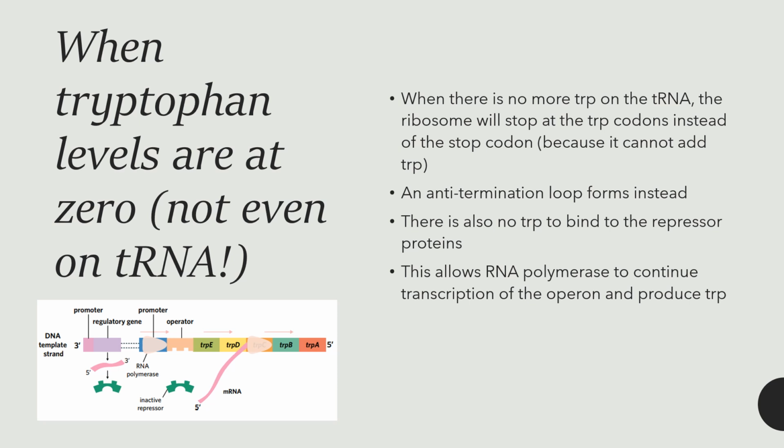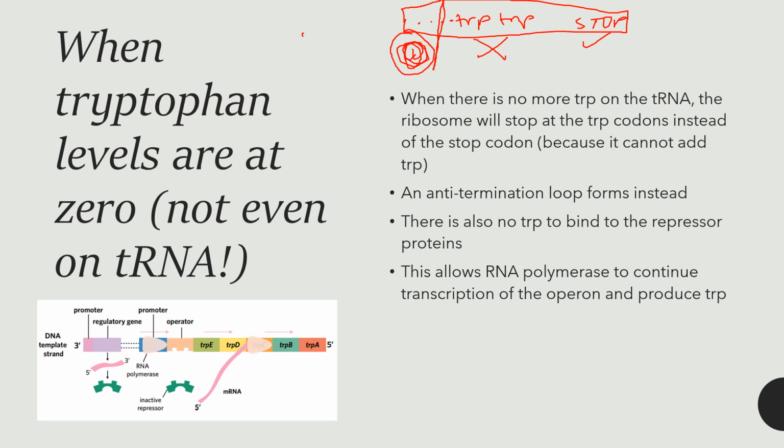When there is no more tryptophan on tRNA, the ribosome will stop at the trp codons instead of the stop codon. Remember we had our leader sequence and all these amino acids, we had 2 trps, and then we had a stop up here. Because there is no tryptophan, so our little tRNAs have no tryptophan on them, we can't add these. So that means that the ribosome is prematurely stopped here. Instead of stopping here, it stops over here. Because it can't add those tryptophan, it's halted, it doesn't know what to do.